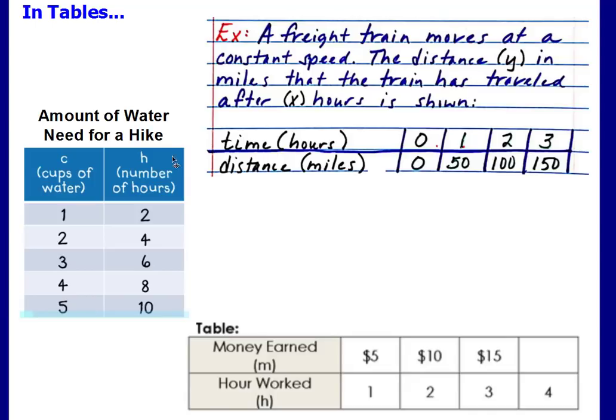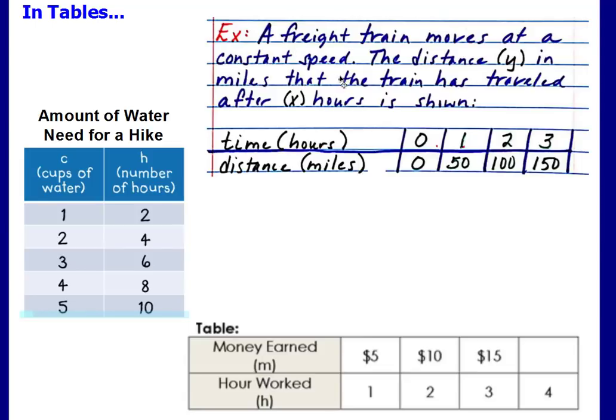Okay, usually in a table, the first column or the first row, depending if you have a vertical table or horizontal table, usually that first column or the first row is going to be your independent, your X. And usually the second column or the second row is going to be your Y, your dependent. So take a look at the first one.